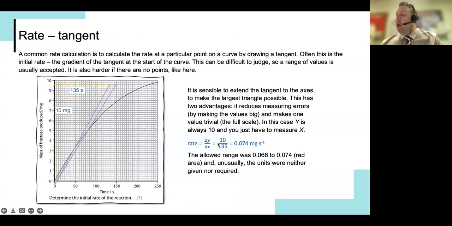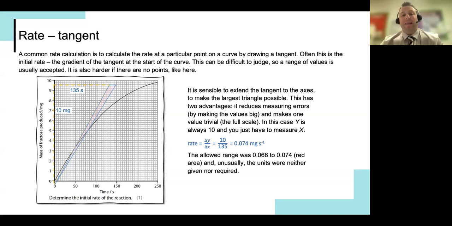Okay, having a look at the next question. Just bear with me one second. Before I go into the next part, a common rate calculation is to look at the rate at a particular point. I was actually doing this with my class today, drawing a tangent to a curve. Students quite often find it difficult to calculate a rate at a particular point of a curve.